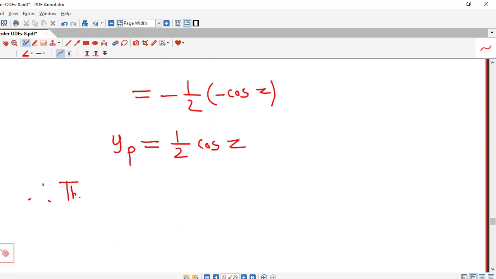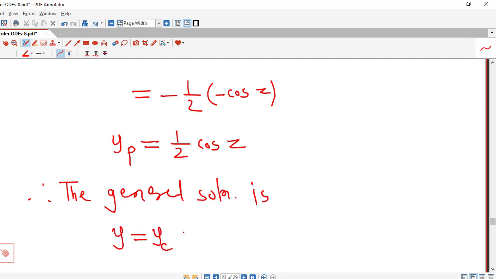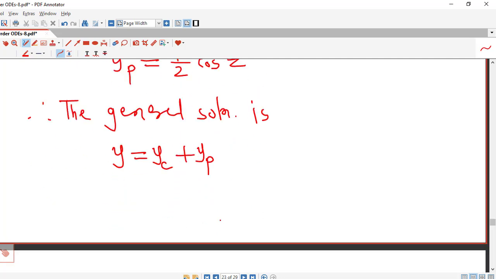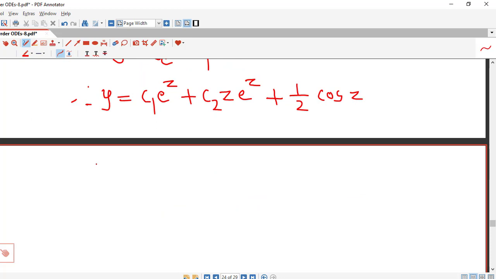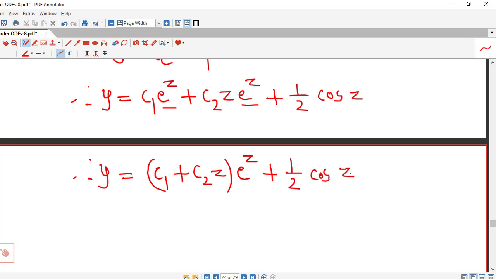Finally we write the general solution by adding the complementary function and the particular integral. So the general solution is y equal to yc plus yp. Therefore y equal to c1 e raised to z plus c2 z e raised to z, plus the particular integral 1/2 cos z. We can rewrite this by taking e raised to z common. So we have y equal to (c1 plus c2 z) e raised to z plus 1/2 cos z. This is the general solution in terms of y and z.